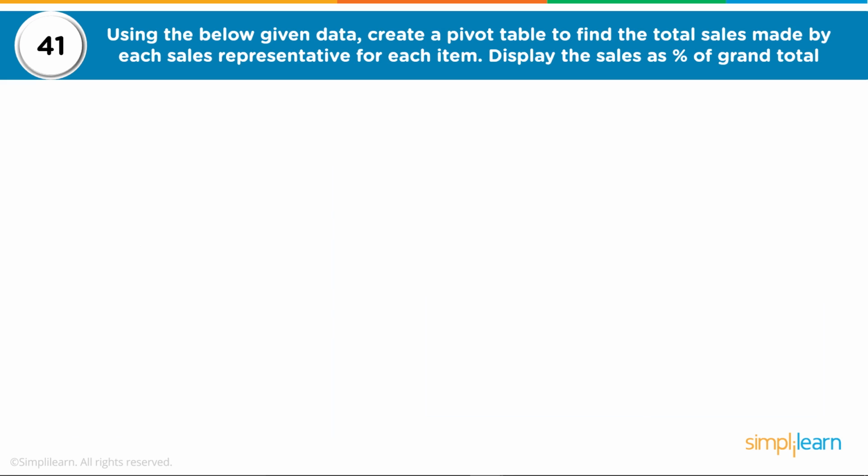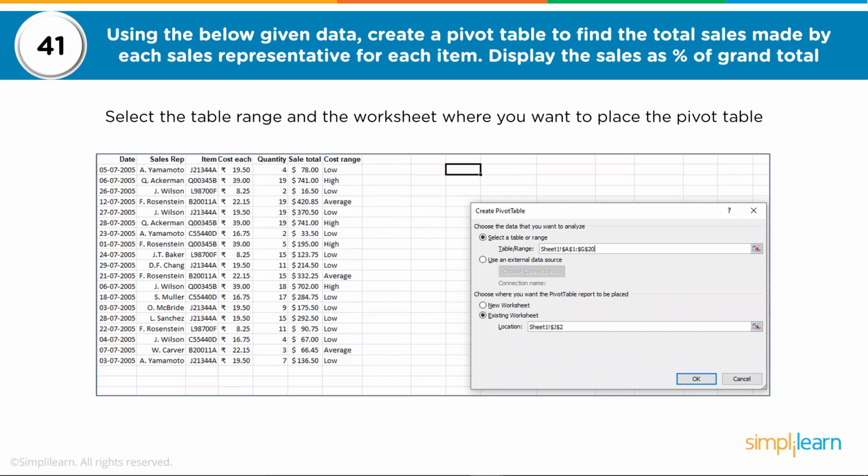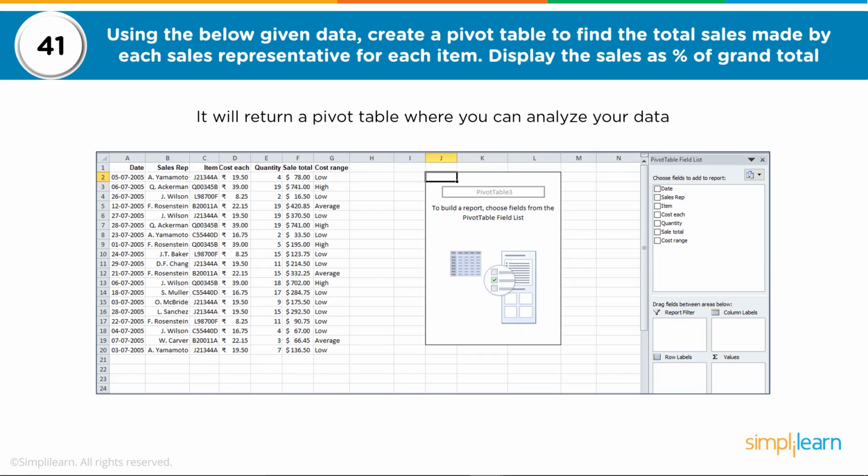Using the below given data, create a pivot table to find the total sales made by each sales representative for each item. Display the sales as a percentage of the grand total. So we're back in Excel. Select the entire table range, click on the Insert tab, and choose Pivot Table. Select the table range and the worksheet where you want to place the pivot table. It will return a pivot table where you can analyze your data.